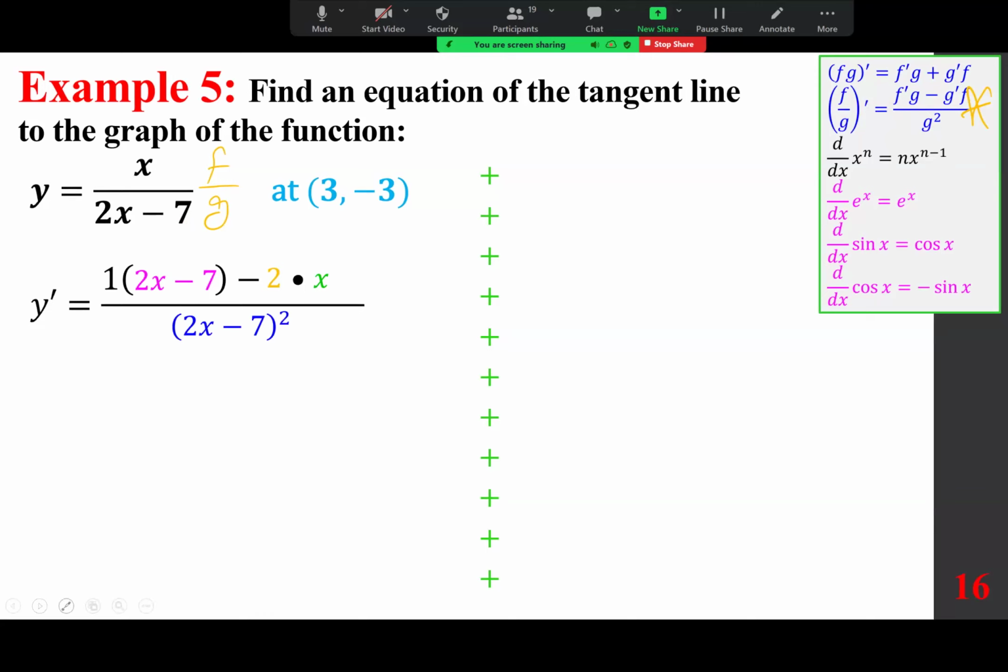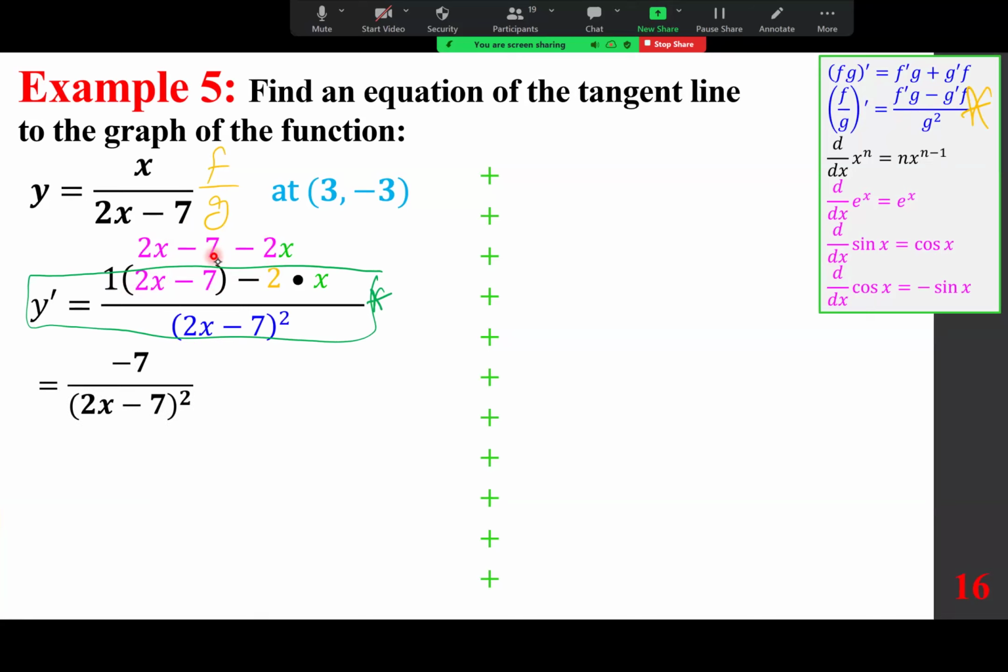Let me box that, class. I want to make a point here. This is really important to understand. This is it. You're done with calculus. This is the only calculus step. Everything else is algebra. So the first thing is to simplify the numerator. 2x minus 7 minus 2x. Clearly, 2x and minus 2x cancel each other. And y prime is simply minus 7 over 2x minus 7 squared.